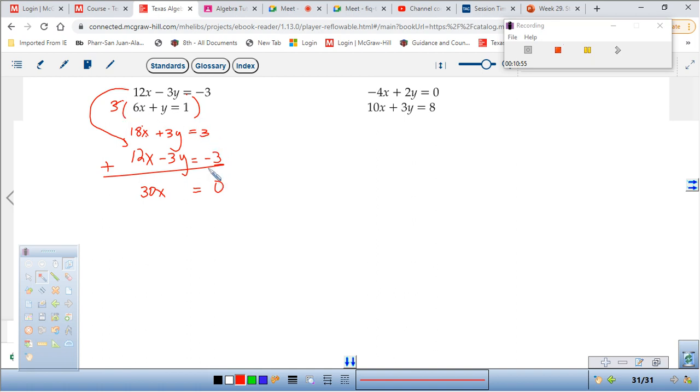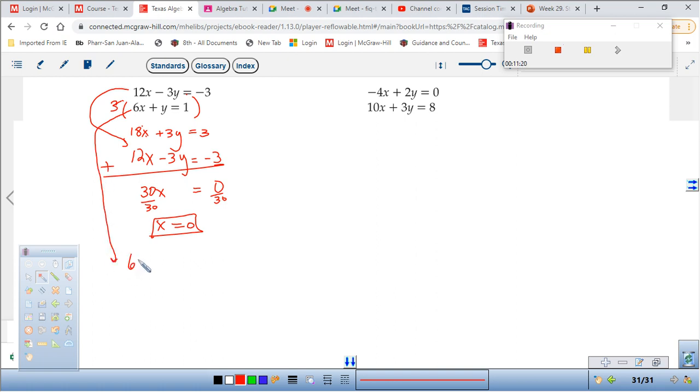That works. Okay. Divide by 30. Divide by 30. X is equal to 0. Again, pretty cool. That was too easy. So next thing, we're going to come out here and get the 0, x to be 0, and plug it into, I would do the bottom one. Oh, that one's super easy.